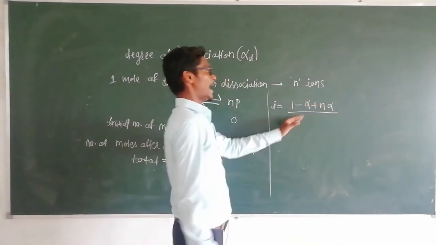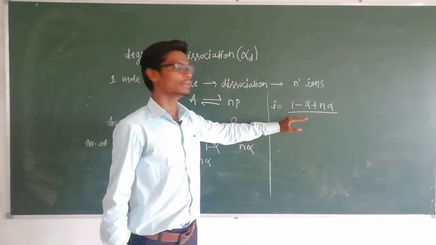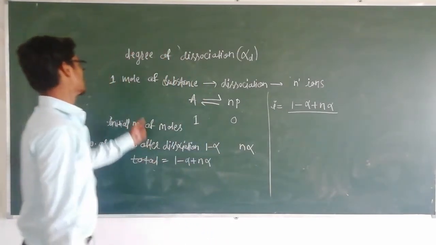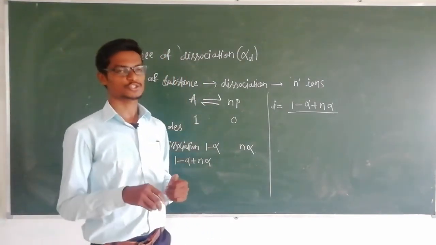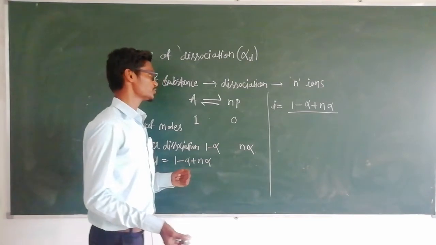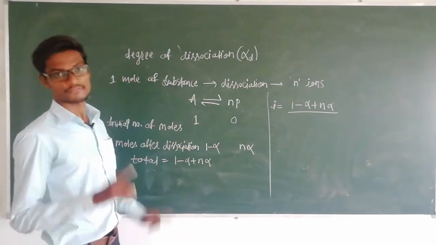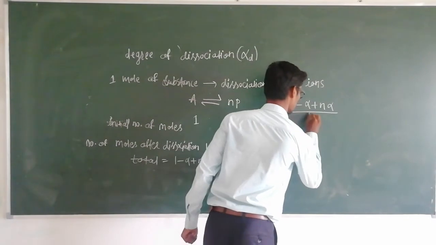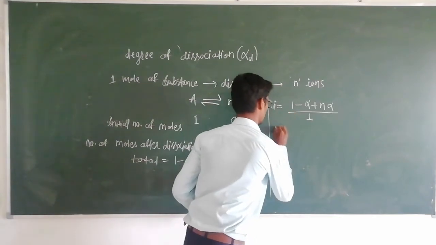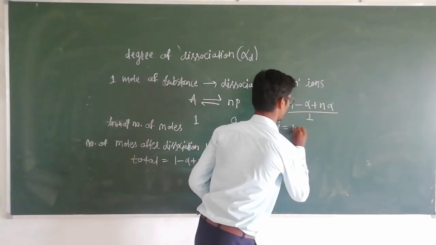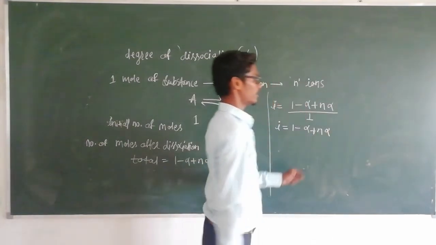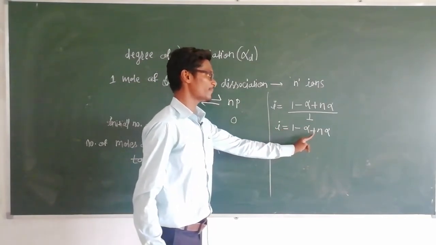Okay, and what will we take in the denominator? In the denominator we take the number of moles that are not dissociated. So the number of moles not dissociated is taken as 1. After solving this equation, i is equal to 1 minus alpha plus n alpha.